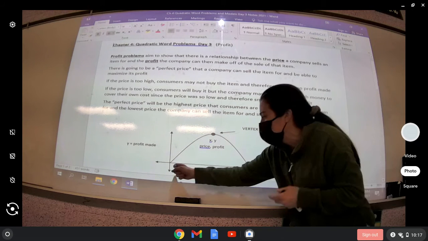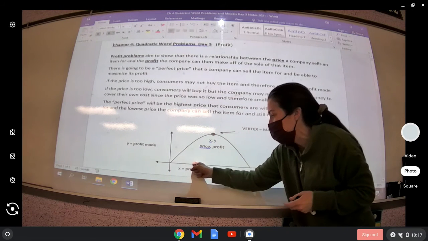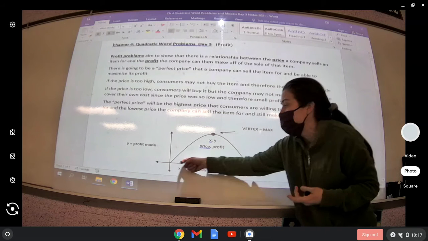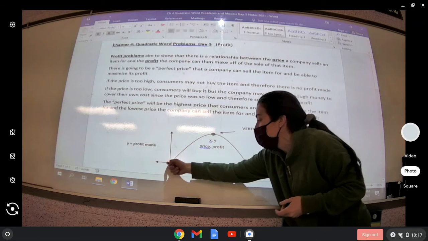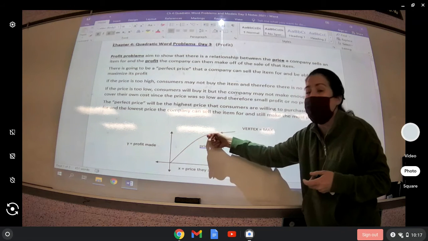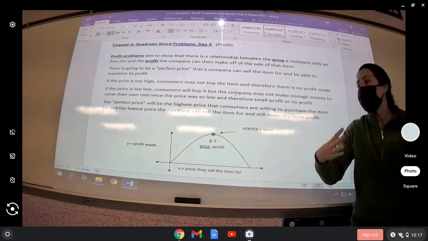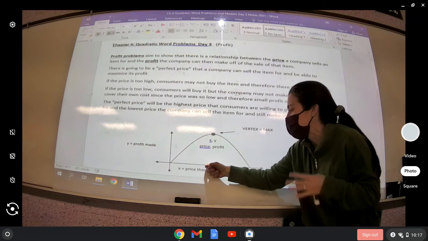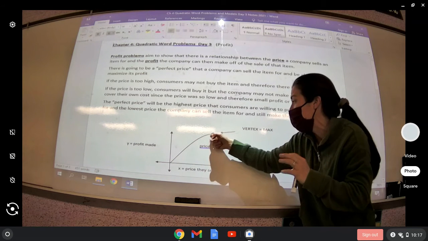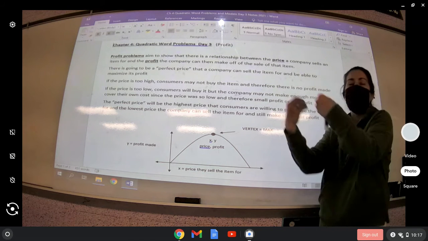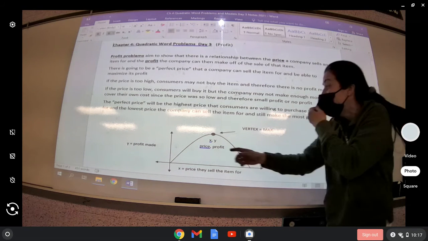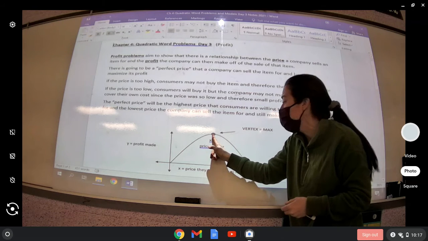If you think about it, as the price gets higher and higher, obviously the higher the price gets, the more money the company can make. So therefore the profit is going to go up. So the price goes up, but then so does the profit. And then you're eventually going to get to a point where you've reached this perfect price, right? Where it's the perfect amount of money that consumers are willing to spend, and the company is making the most money. And guys, that's going to be the vertex, all right?